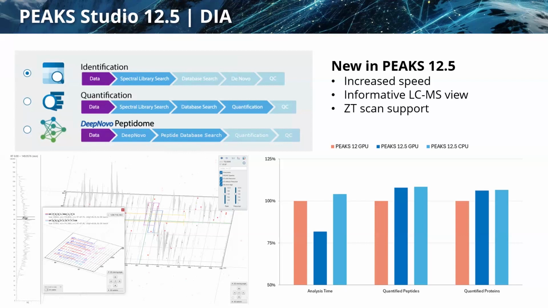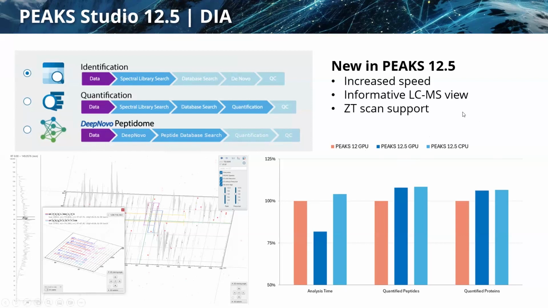Prior to Peaks 12.5, not having a GPU resource could increase your analysis time by quite a few hours, actually. So it has been quite a bit improved in Peaks 12.5. As you can see, it's only a little bit longer than it would be in Peaks 12 with a GPU. So if you were previously avoiding the DIA workflow because of analysis times, maybe you didn't have that GPU resource, it might be worth trying again because we have improved that speed. And also, if you do have a GPU, the analysis times have been further improved in 12.5 compared to 12.